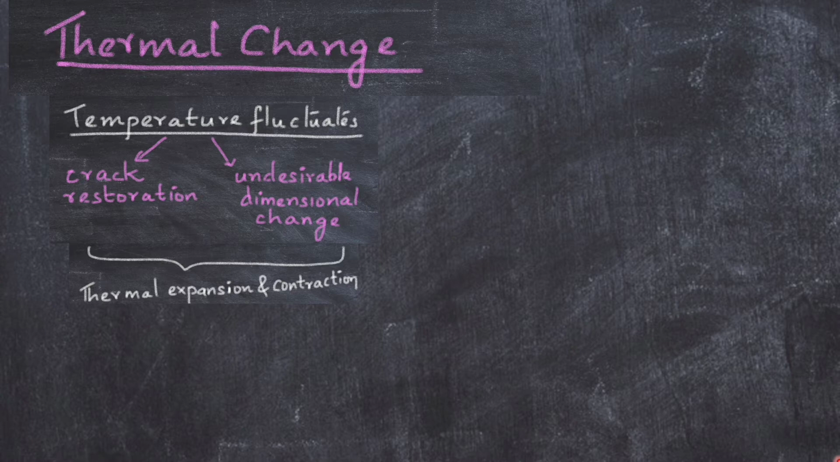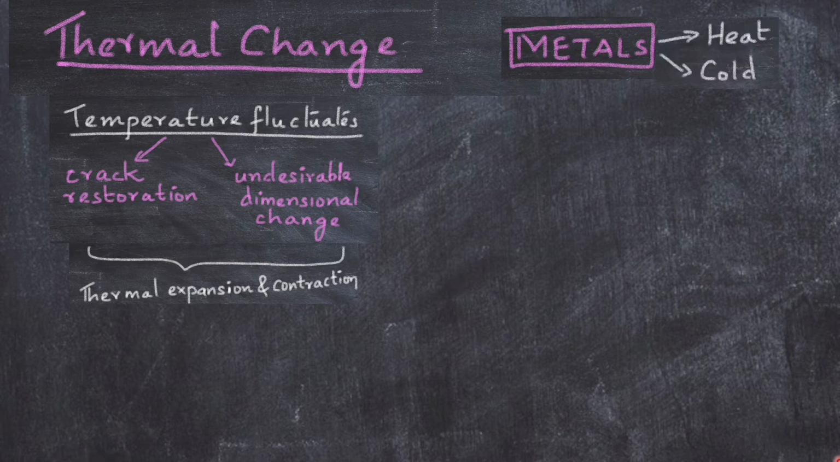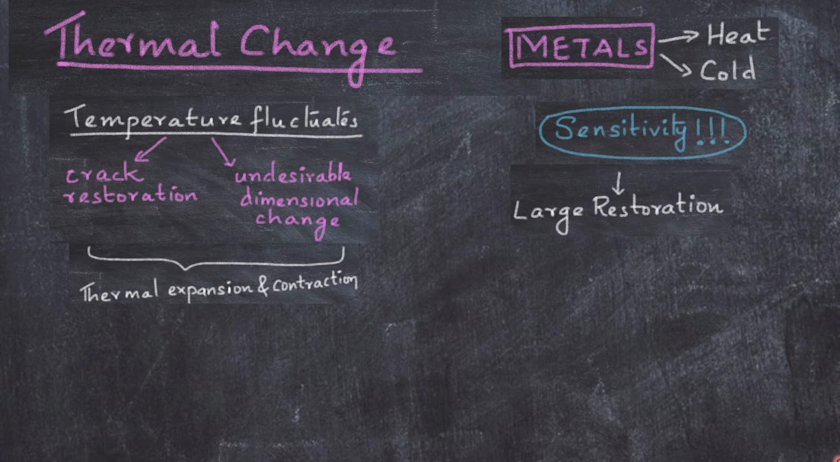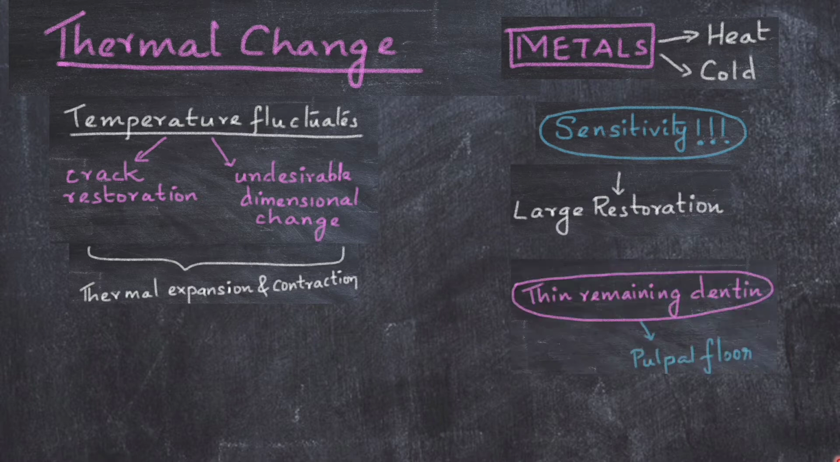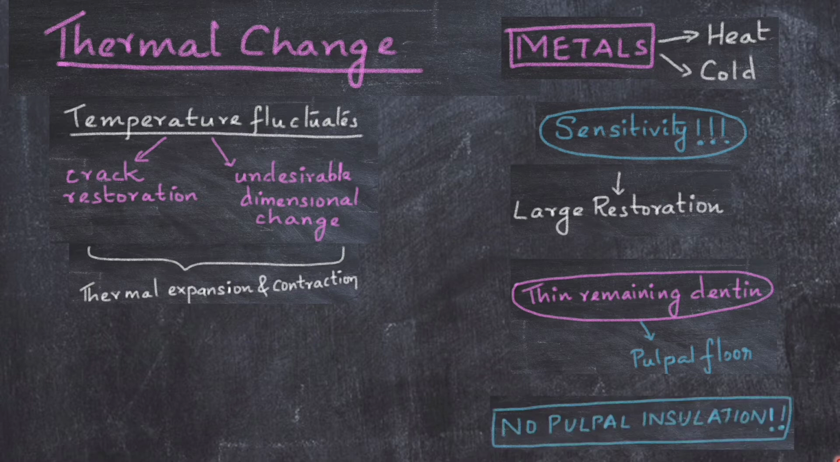Now, the majority of the restorative materials are made up of metals, as we know. These metals can conduct heat and cold very rapidly. So in some individuals, when the restoration and the tooth are not protected properly, it can give rise to sensitivity while having a hot or a cold food. This is more evident in large restorations, wherein the remaining dentinal thickness is going to be very small, especially on the pulpal floor. In such conditions, there is no pulpal insulation, and this heat or cold effect will be easily transmitted to the pulp, causing pain or sensitivity.